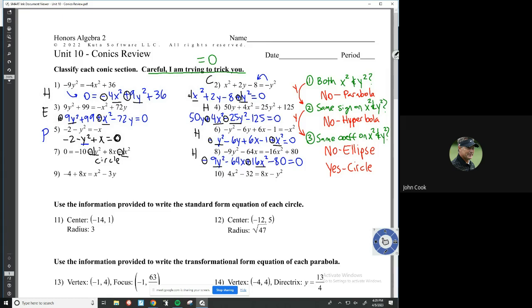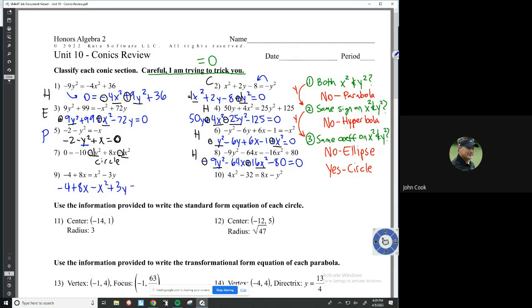All right, and then number 9, I just moved the x squared and the 3y over. So I got negative 4 plus 8x minus x squared plus 3y equals 0. And then I ask the questions again. So I do indeed have an x squared, but I don't have a y squared. That makes this a parabola.